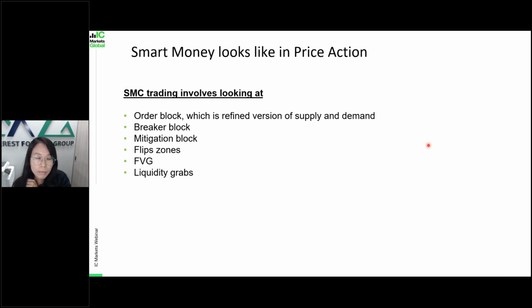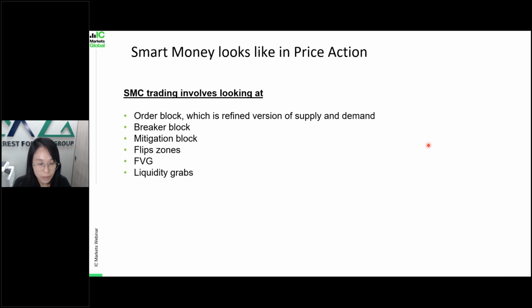And what smart money looks like in price action. SMC trading involves looking at an order block, which is a refined version of supply and demand, a breaker block, a mitigation block, flip zones, FVG, and liquidity gaps. These terms replace support and resistance levels, reversals, and also volumes. So these are the key components of SMC.